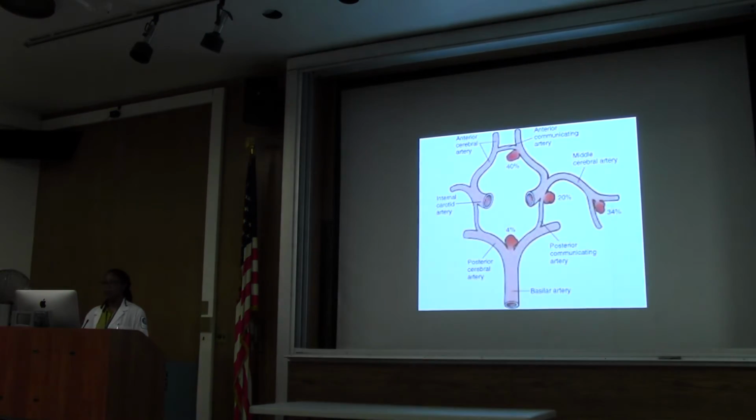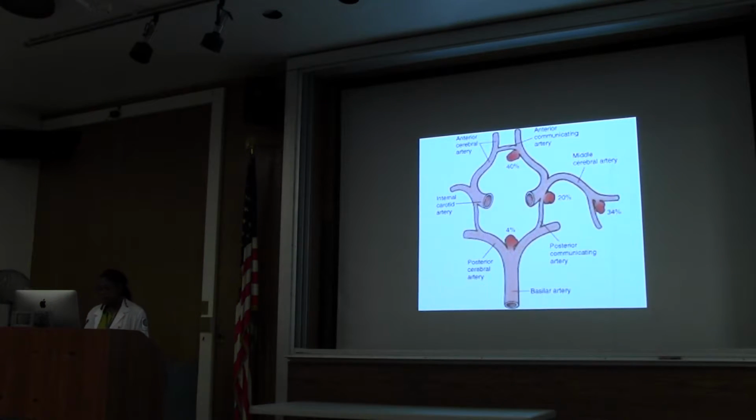Just to let you know, this is a very poor diagram I got off the internet. It's kind of blurry. But in terms of location of these aneurysms, the most common would be at the anterior communicating artery. 40% will occur here. The next common would be branches of the middle cerebral artery. Okay, so these are the two most common areas. And then you can also see them where the PCOM is coming off the internal carotid artery, which would be the next most common. Okay?